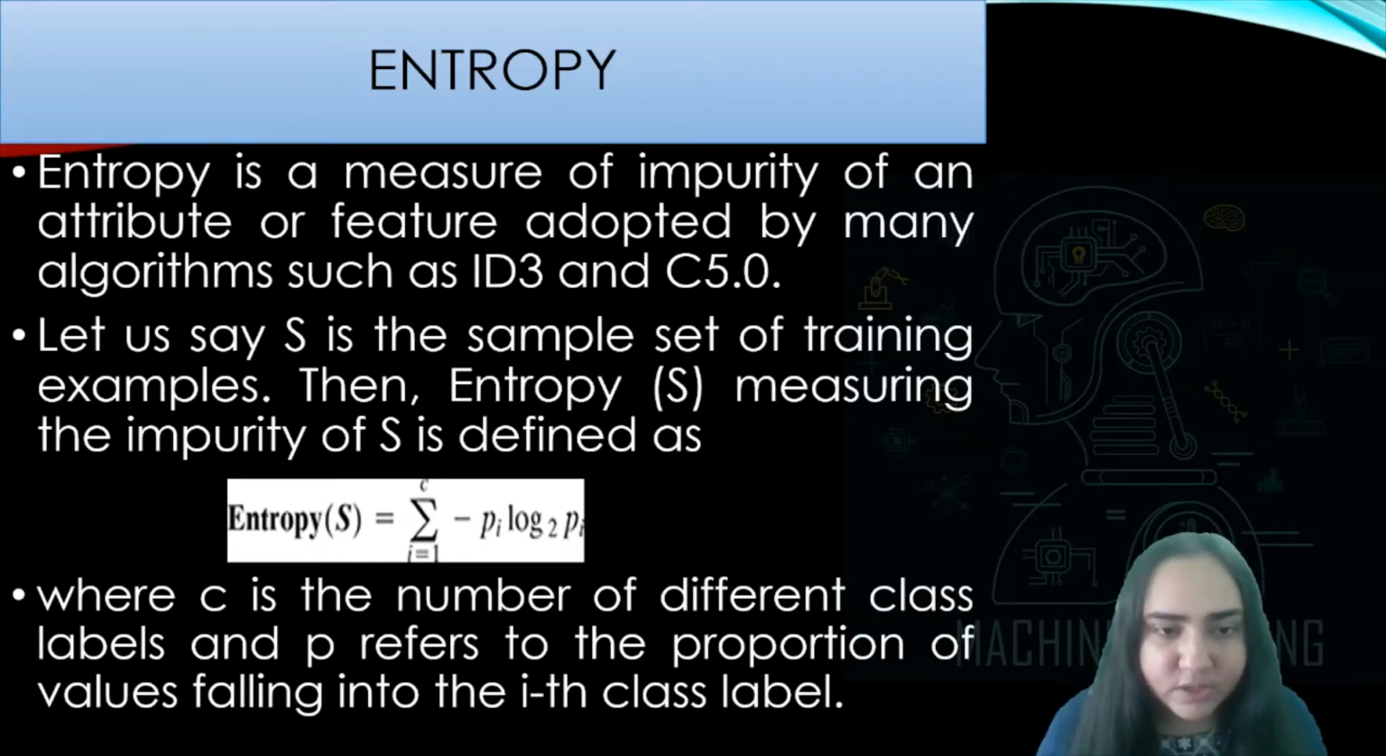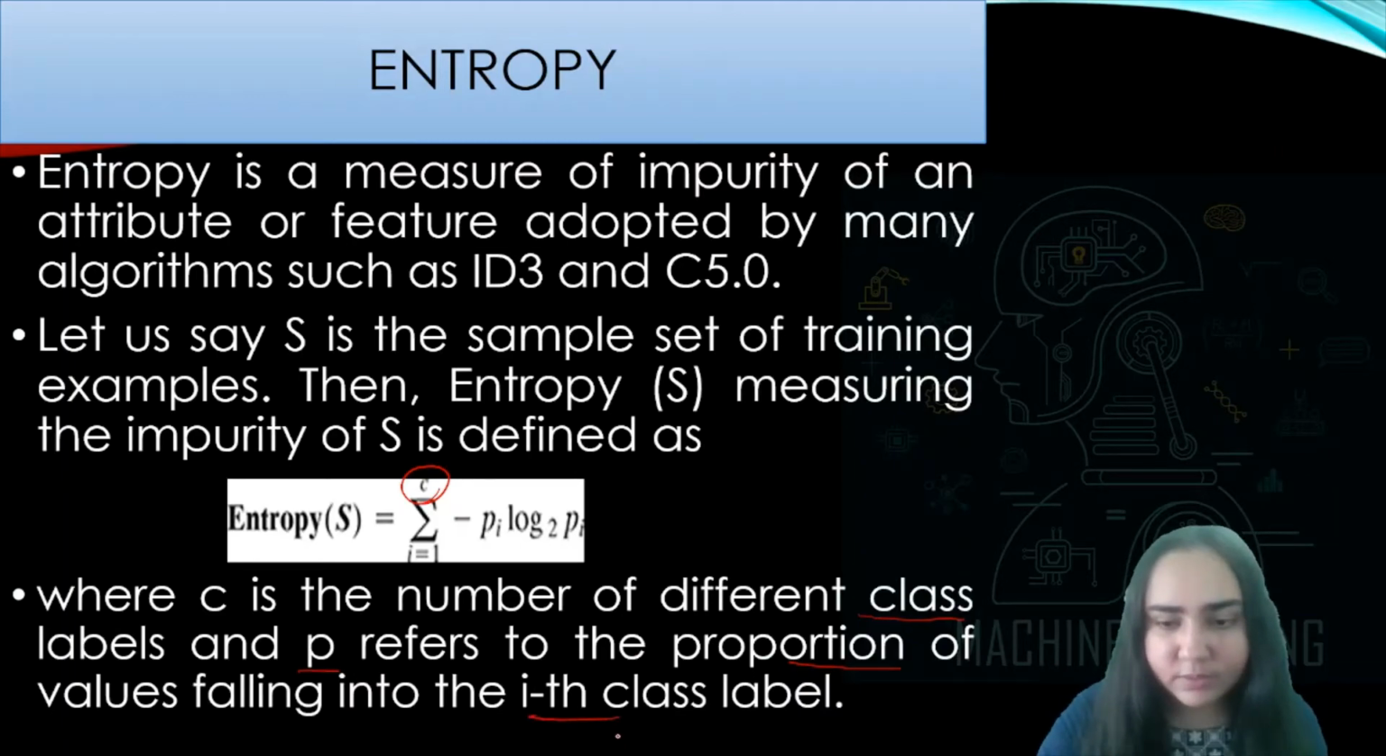And here you have a constant up here. That constant is the number of different classes or labels that you want to divide your tree into. And the p_i that you have is the proportion of values falling into the ith class label. Okay.